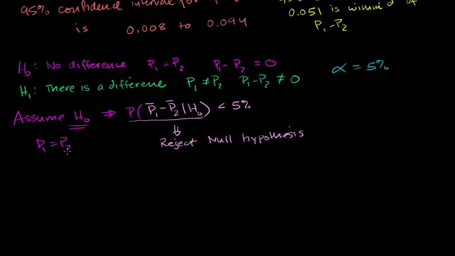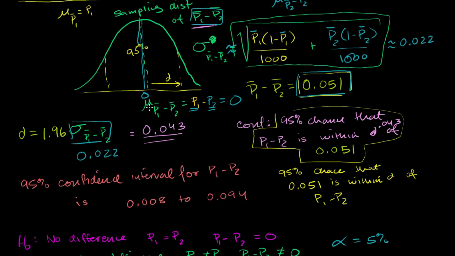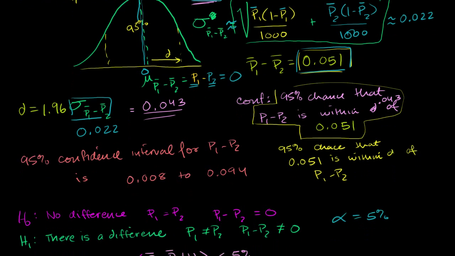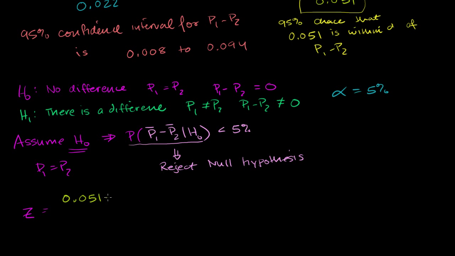P1 is equal to P2. Our z-score, the number of standard deviations that our actual result is away from the mean: the actual difference that we sampled in the last few videos between the men and the women was 0.051. And from that, we're going to subtract the assumed mean. Remember, we're assuming that these two things are equal. So the mean of this sampling distribution right here is 0. So we're just going to subtract 0.